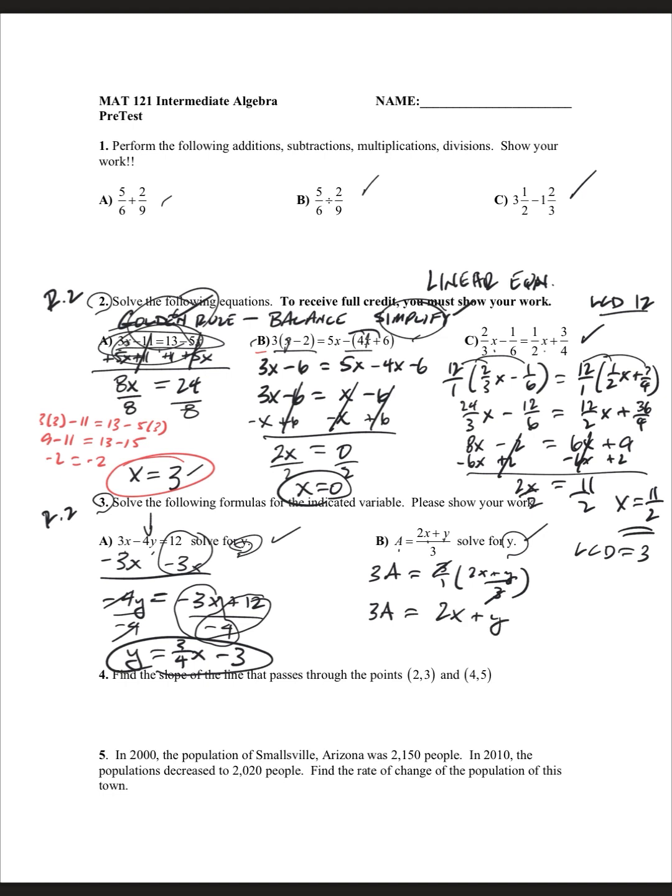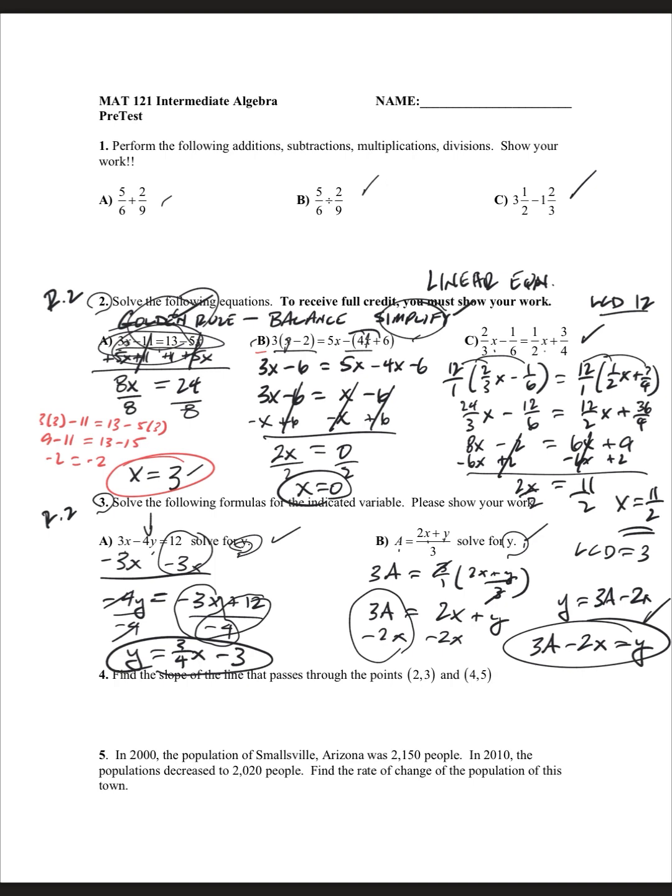To get y by itself, I'll play the golden rule of subtracting 2x from both sides. And then be careful, these terms are not like. So we have 3a minus 2x is equal to y. And we got y by itself. A little bit different there, it's on the right-hand side, but the goal is to get y by itself. So if you wanted to write that as y equals 3a minus 2x, you'd be fine as well.